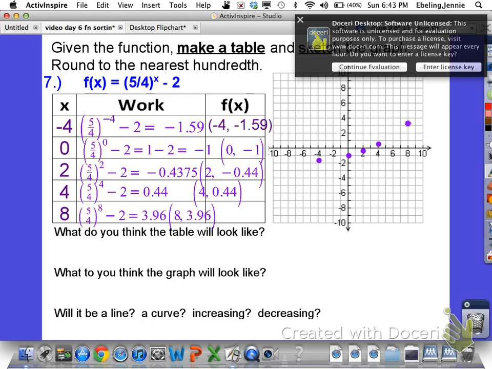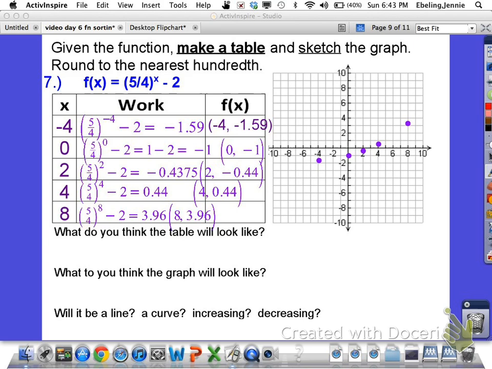Okay, calculator is extremely helpful when having to use 5/4 to the x power. I substituted the values all in, keyed it in on my calculator, came up with the values that you see here, and then I wrote them as ordered pairs, and then I plotted them, getting a graph that looks something like this. Okay, that's it for day 6.